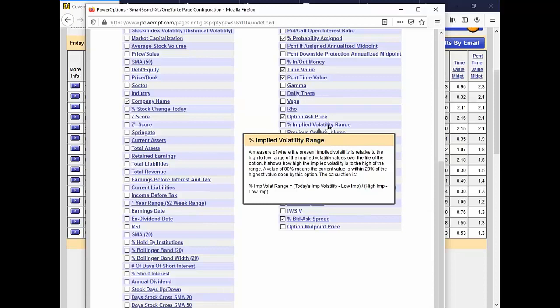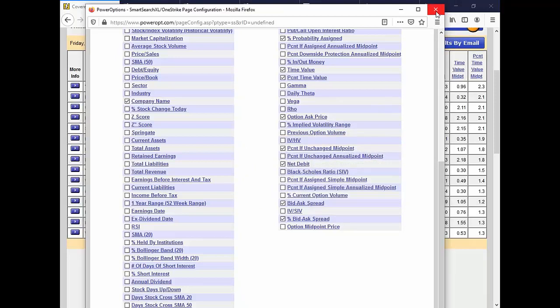It's showing you where the option's implied volatility is today compared to where it has been over the life of the option as well. Okay, so in most strategies you can add that. You can add that in the option chain as well. Not just the percent number, but also the actual range. That should be in here somewhere.